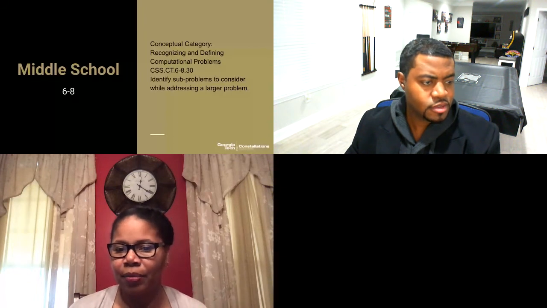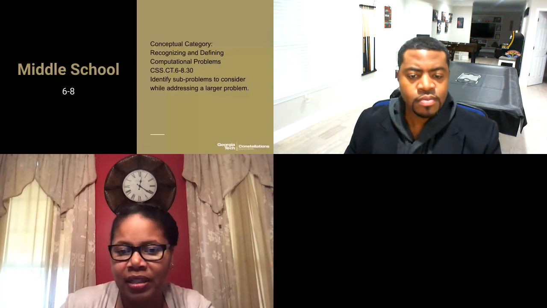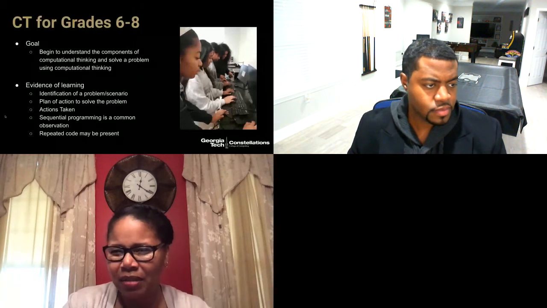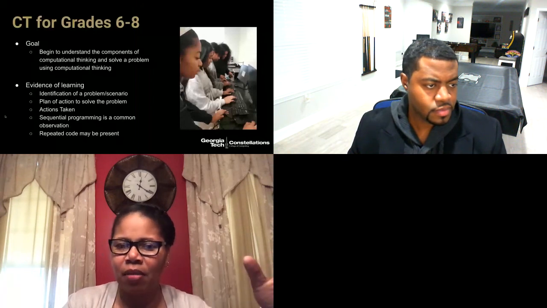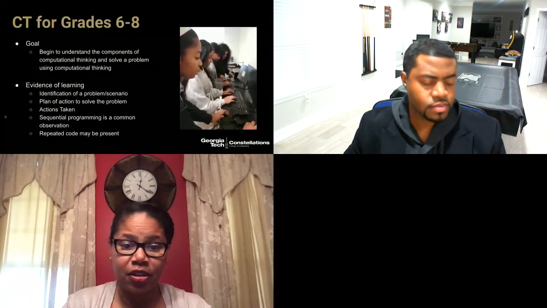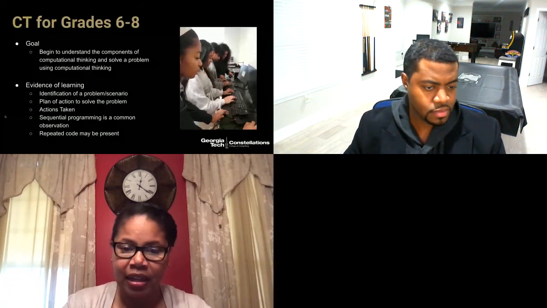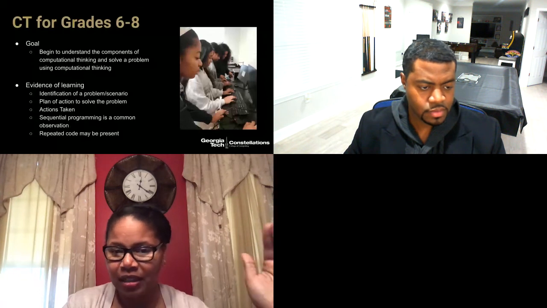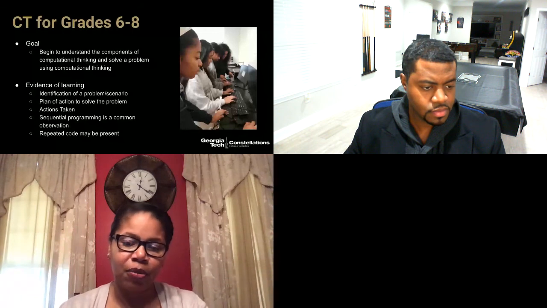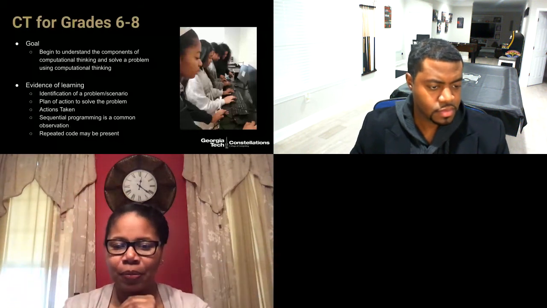So again, we listed the computational thinking standard. And the goal for grades 6 to 8, one of them that we identified, is that they begin to understand the components of computational thinking and solve the problem using it. Some evidence of learning that you may see is that they can identify what the problem or the scenario is. They can make a plan of action to solve the problem. They take the action. Sequential programming is something that you'll usually see them do, and then they'll start to use repeated code and loops and functions as they go through the different steps.